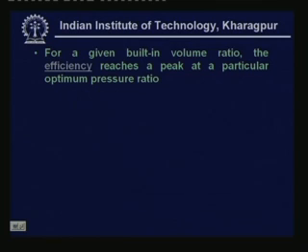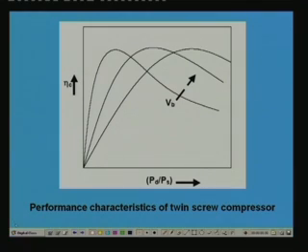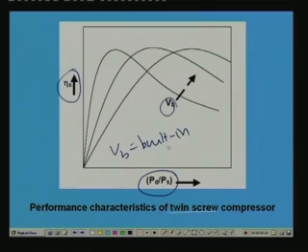For a given built-in volume ratio, the efficiency reaches a peak at a particular optimum pressure ratio, as I have already mentioned. Let me show this. This is a typical performance characteristic of a twin screw compressor. As you can see, the compression efficiency is plotted against pressure ratio PD by PS for different built-in volume ratios. So, VB is your built-in volume ratio, and it is increasing in this direction.